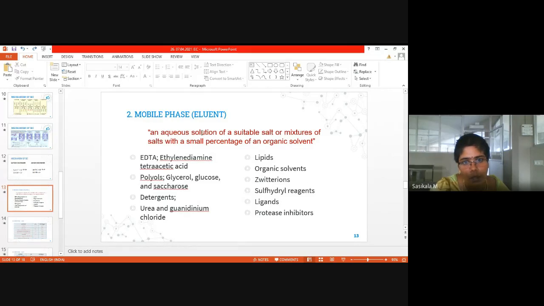So an aqueous solution of a suitable salt or mixtures of salt with a small percentage of organic solvent is used. What organic solvents can we use? EDTA, polyols, glycerol, glucose and saccharose. Then detergents, urea, quinidinium chloride, lipids, organic solvents, bitter ions, sulfhydryl reagents, ligands, protease inhibitors. So these all can be used as mobile phase solvents along with the salt.